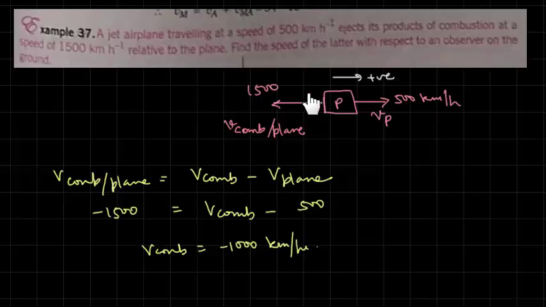So if this direction is positive, 1500 is negative, and this is V comb minus 500. So this gives V comb equal to minus 1000 km per hour. So it's negative, so velocity of combustion is 1000 toward the left side, opposite to the direction of the actual plane.